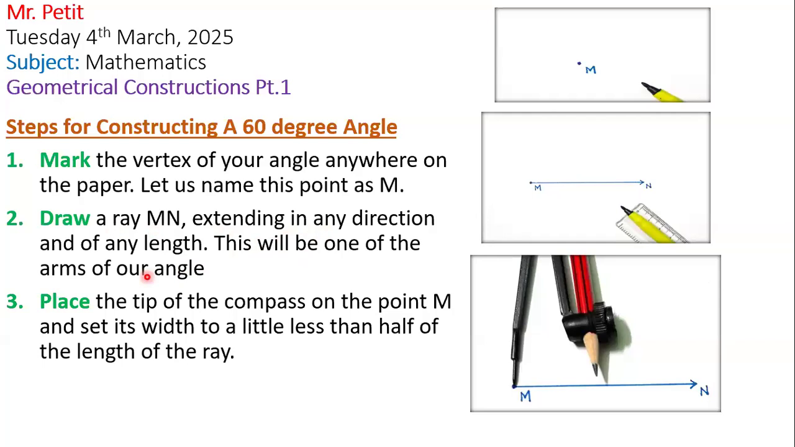Place the tip of the compass on the point M and set its width to a little less than half of the length of the ray. Very good. All right.